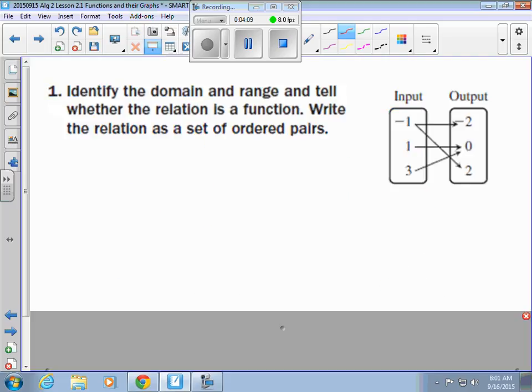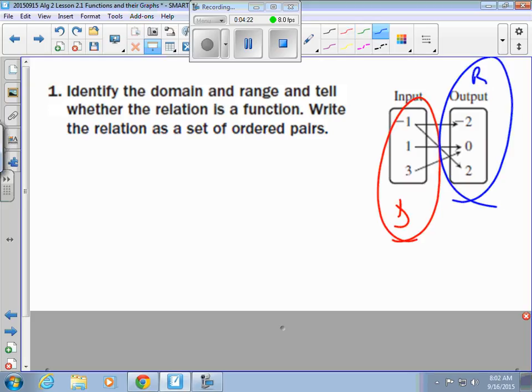Okay, here's your checkpoint. It says identify the domain and range and tell whether the relation is a function. We could do it real quick. We can say this is the domain, this. We can say this is the range right here, the outputs there. Is it a function or not? No, it is not. There are 2 arrows leaving that first input value, negative 1. Therefore, it's not a function.